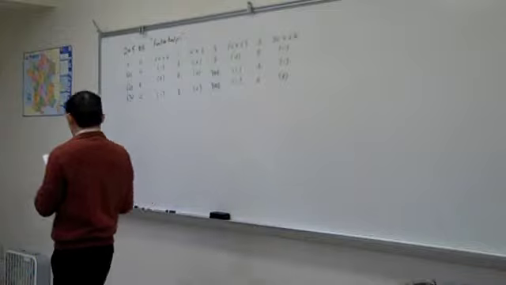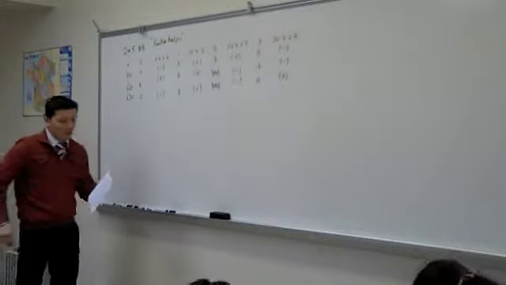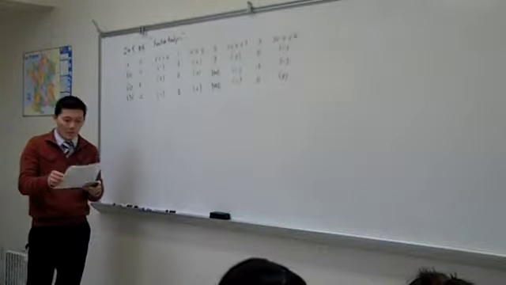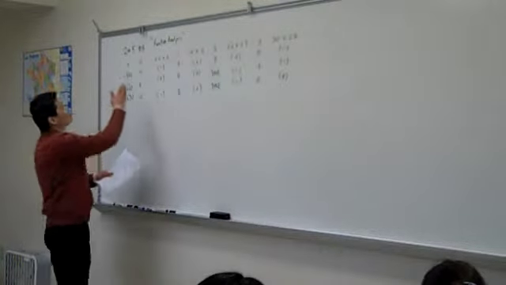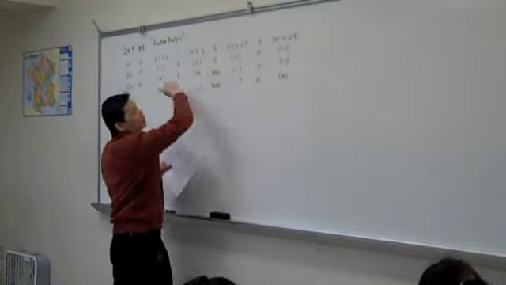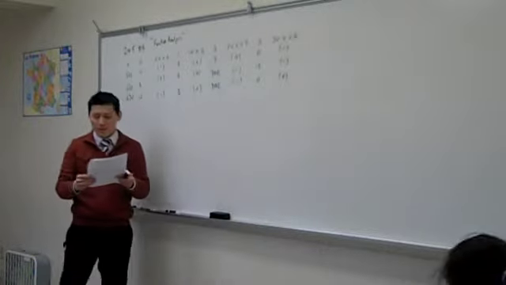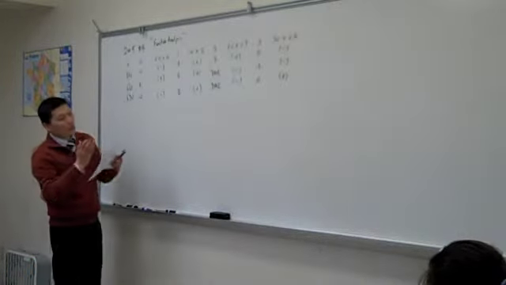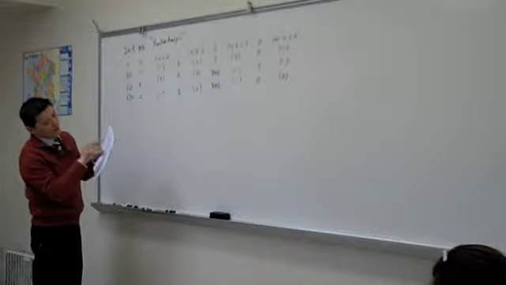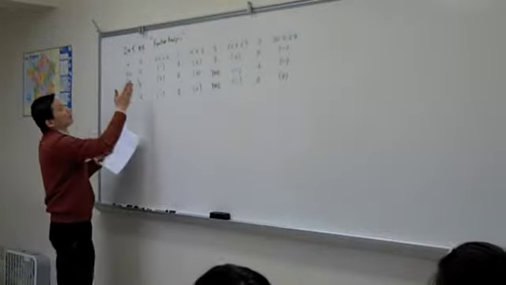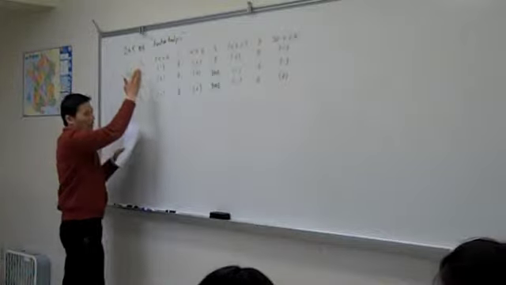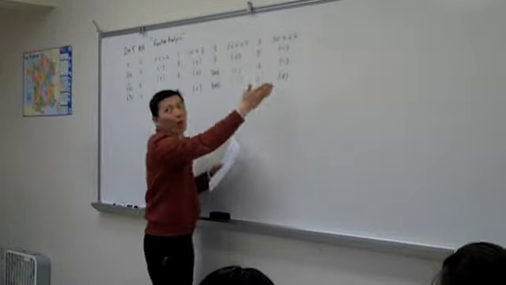Positive. Okay, so let's read this together. Function f is continuous on the interval from 0 to 4. It includes, now look at this, a closed interval at 0 and an open interval at 4, meaning it includes 0 and it does not include 4.